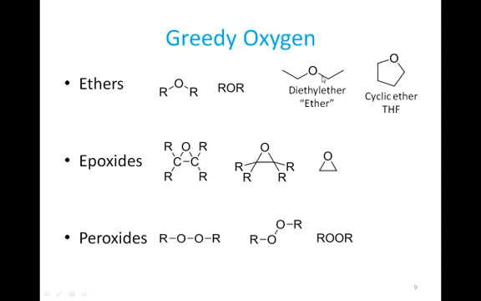So if we then move on to greedy oxygens, this is oxygen, not content with having hydrogen attached to it, wants two R groups. So we call these ones ethers. This is an oxygen, got an R group here, got an R group here. This is the simplified version. Want to introduce you to two very common ones that you might come across.